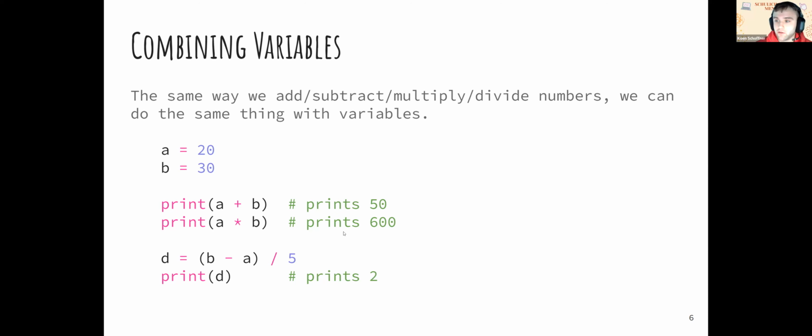We can also set other variables to the values of, like, the sum or the difference or the product of two variables. So here we have B minus A divided by 5. D will then be set to 2.